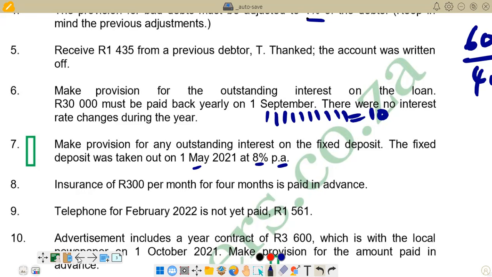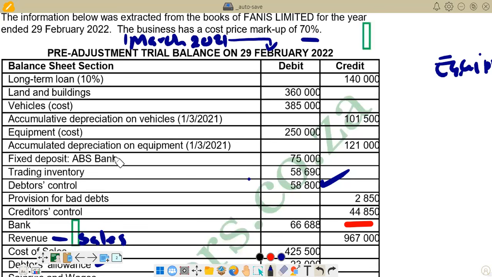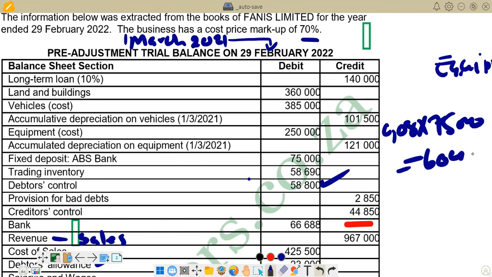So we come here, our fixed deposit is 75,000. So we say 0.08 times 75,000. And when you do that, you are going to get 6,000. So this is per annum. And then for 10 months now, remember the fixed deposit was there for 10 months. So we are going to say 10 over 12 times 6,000, then you are going to get 5,000.